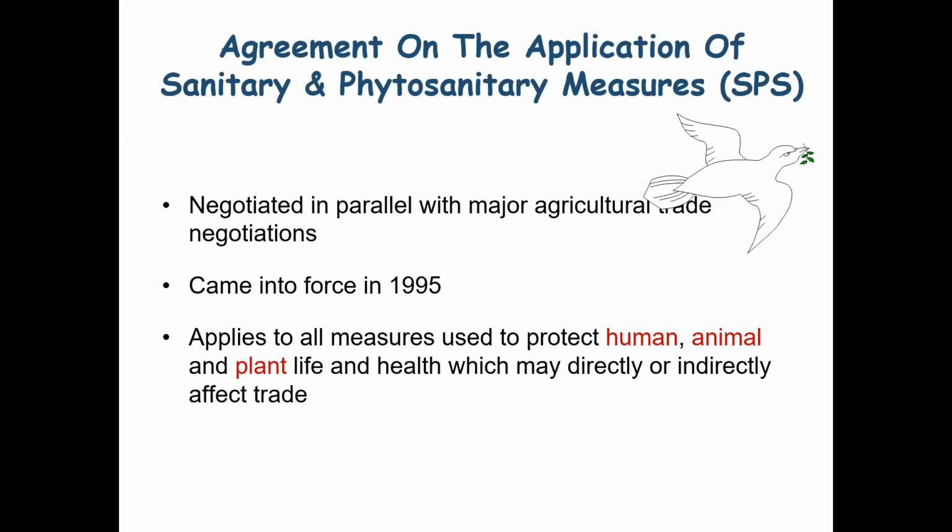So agreement on the application of SPS measures, this was negotiated in parallel with major agriculture trade negotiations, and it came into force in 1995 along with the TBT agreement and the pre-shipment inspection agreement, the PSI agreement, which was also mentioned in the last session. Now this SPS agreement applies to all measures used to protect three areas: the human, the animal, and the plant life and health, which may directly or indirectly affect trade. So I would be defining and showing you what we mean by measures in the next slide.